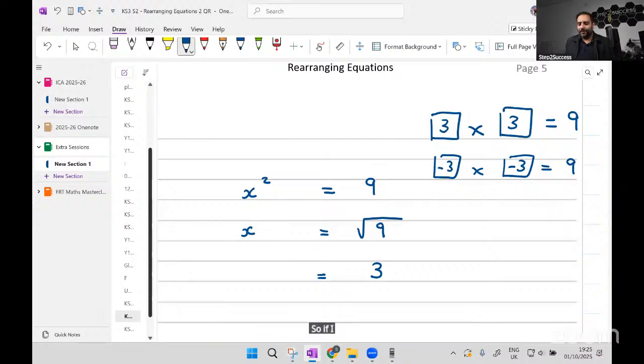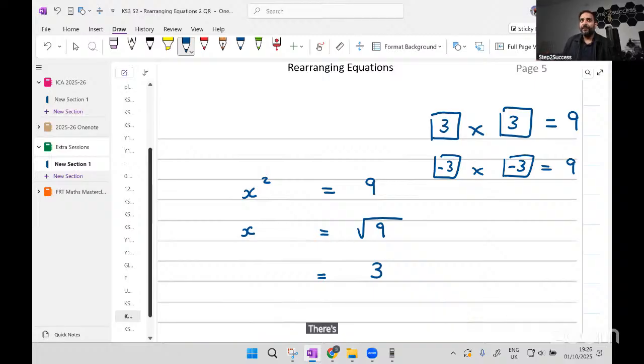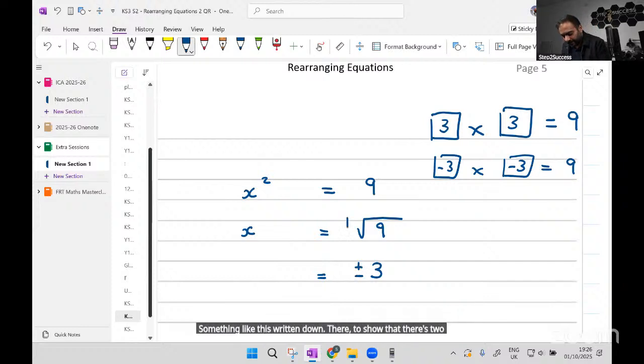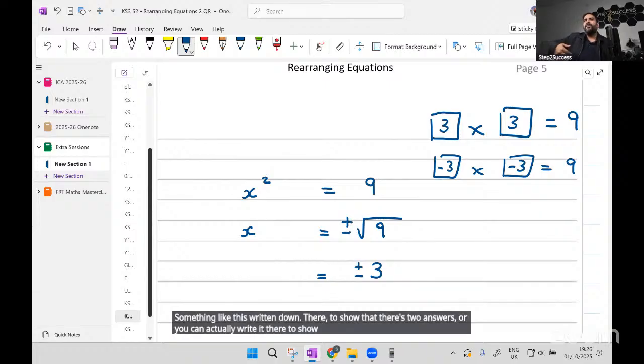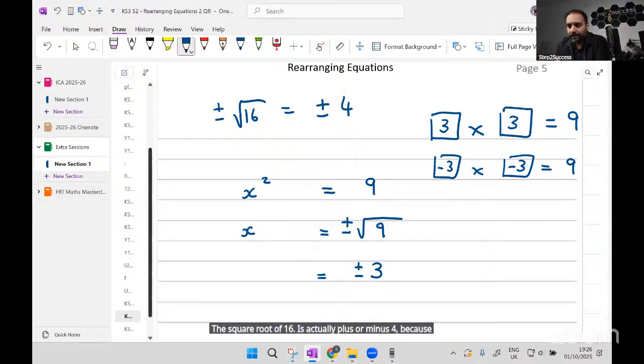So if I said to you, what is the square root of 9? And I'm asking you, what number times itself to give me 9? There's actually two answers to that question. There's 3, but there's also -3, which is why sometimes you will see a plus or minus written down, to show that there's two answers, or that even when you square root any number, there are two answers to the question. The square root of 16 is actually plus or -4, because -4 times -4 also gives you 16.